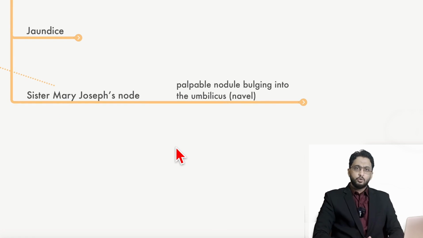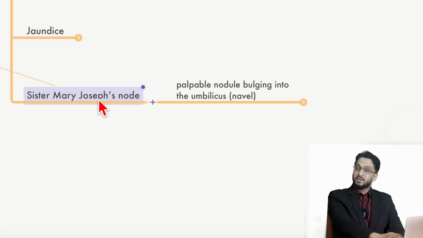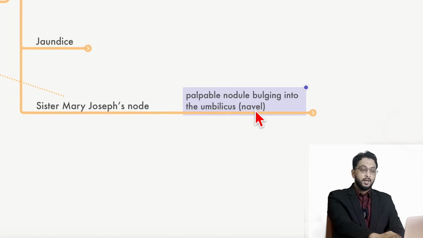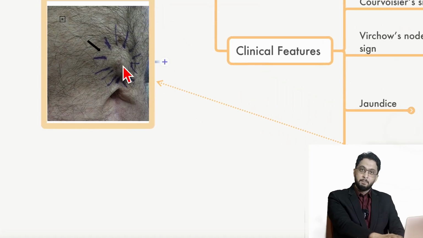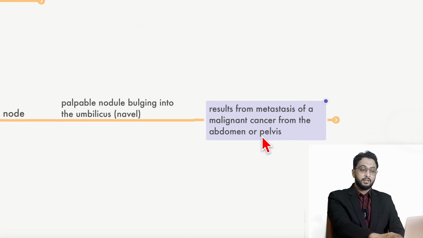If you have heard of the Mayo Clinic in the USA, a chain of clinics, there was a major surgeon there who was one of the founders. His name is Mayo, Thomas Mayo or something like that. His assistant's name was Sister Mary Joseph. She was the one who found this particular palpable nodule, bulging in the umbilicus, that is the navel region, which typically says that there is a metastasis of malignant cancer from the abdomen or pelvis.